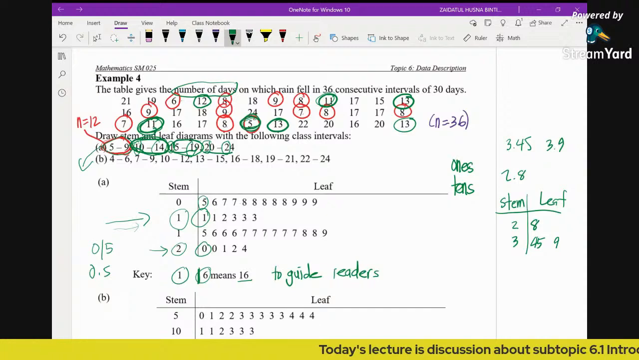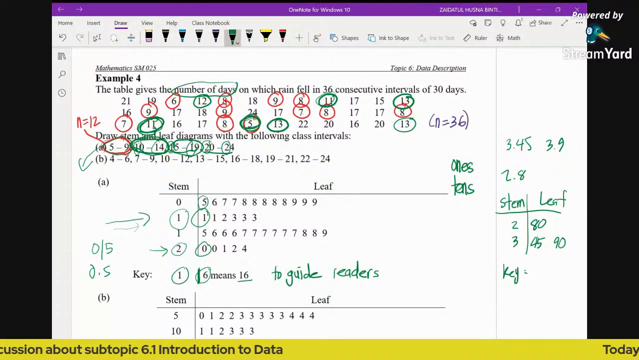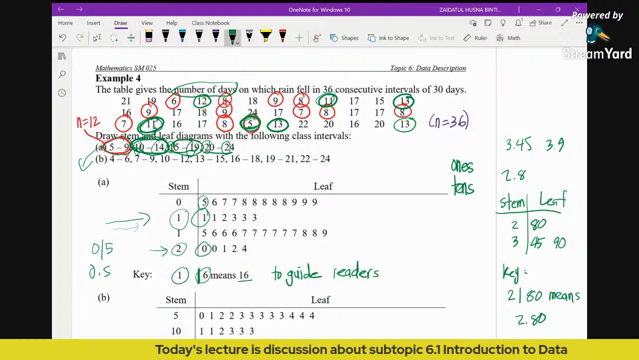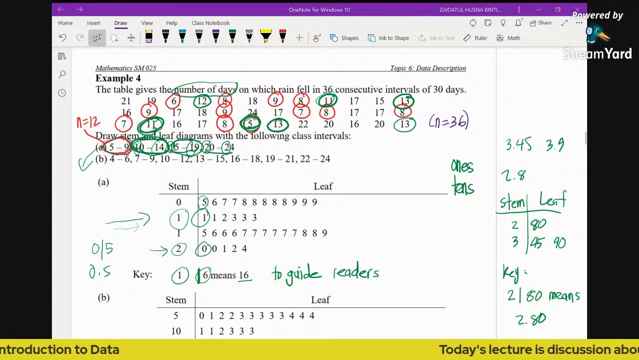Okay, so here, this one means 90, and this one 80. Okay, so then you put the key. So you put the key to help your reader to read the data, right? So 2, and you put the vertical bar, 80 means 2.80. So we know that the data that we are reading from the table is about pointer or CGPA. So that is how the key helps.